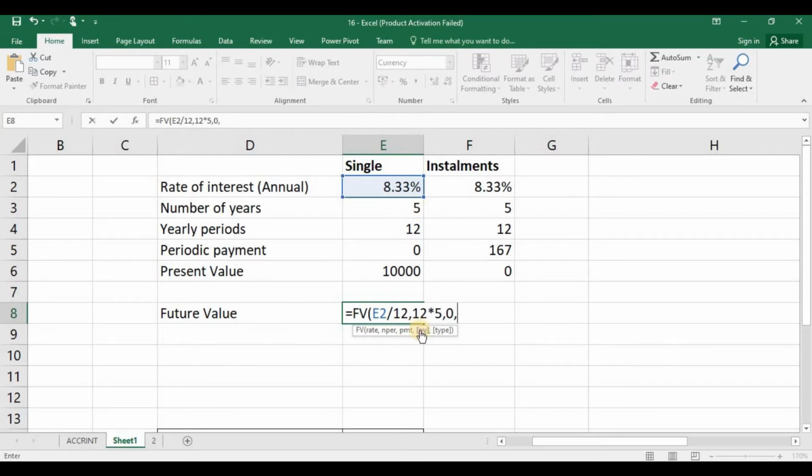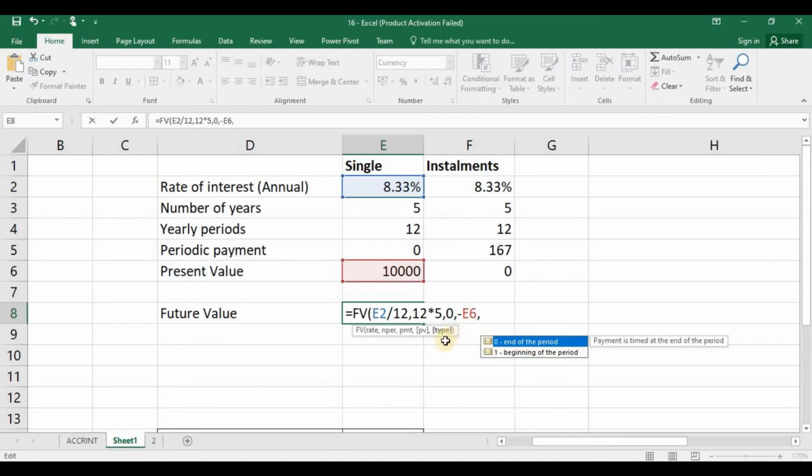Next, we have two more optional arguments. PV is the present value of our investment. Here we have 10,000, so select this. For cash out, these third and fourth arguments should be negative. Place a minus sign in front of our present value.